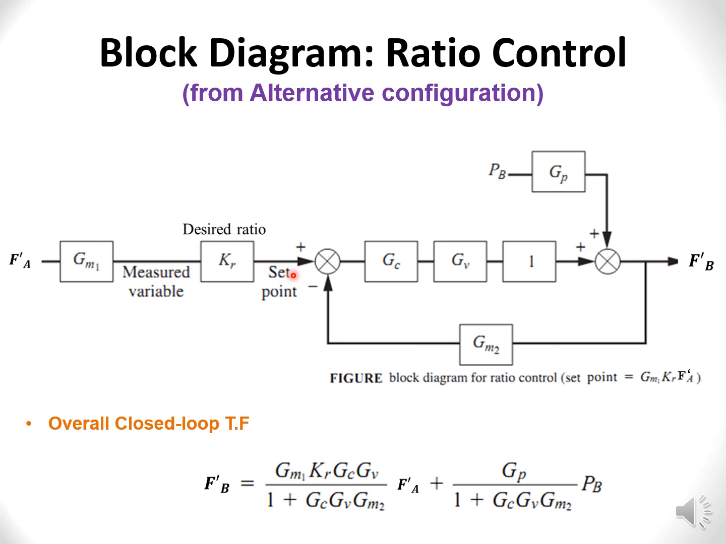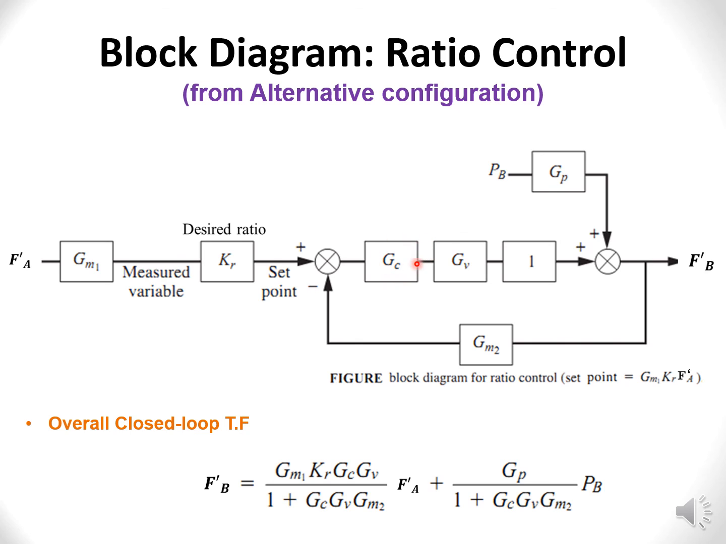You have a desired ratio between FB and FA. You measure the FA, this wild stream, which is not being controlled, not being manipulated. It's changing all the time. So there's the wild stream. You measure that, multiply by the ratio that you want, get the set point of FB that you need to have, and compare it with the actual FB measurement.